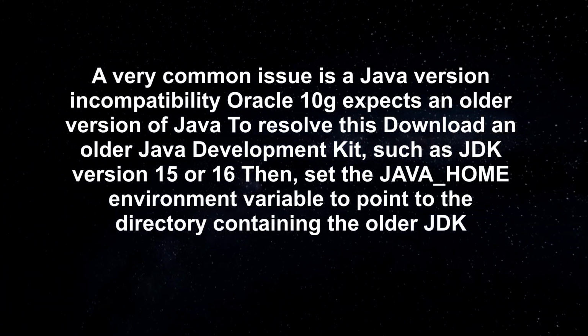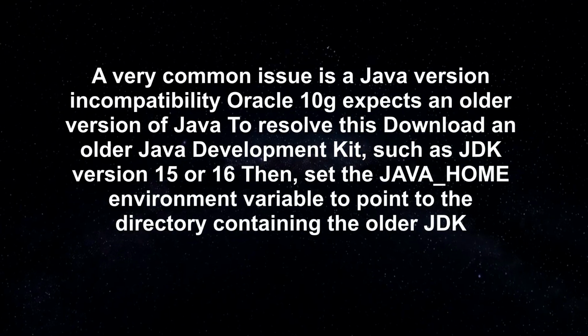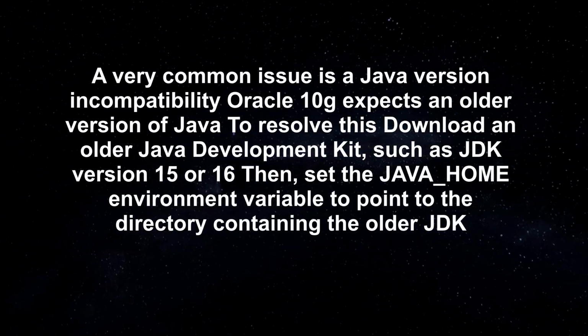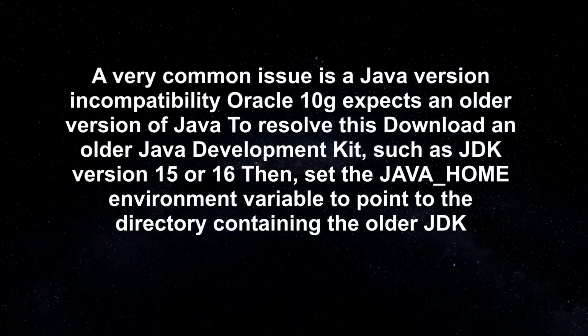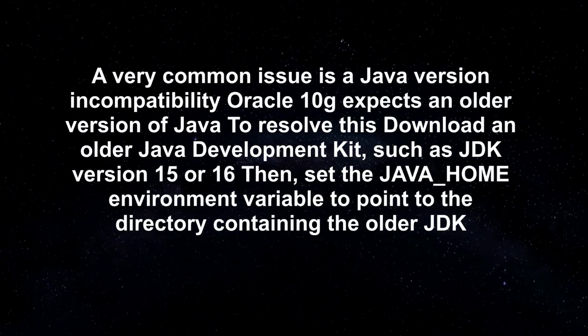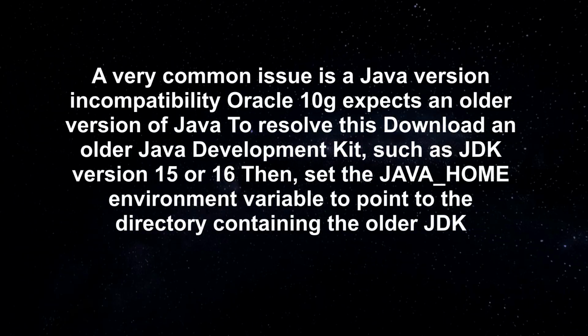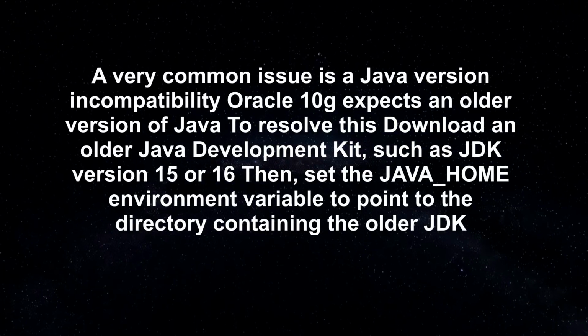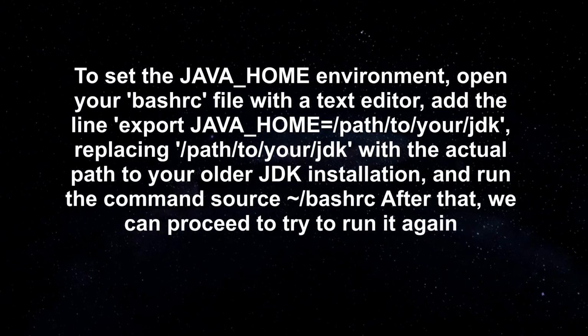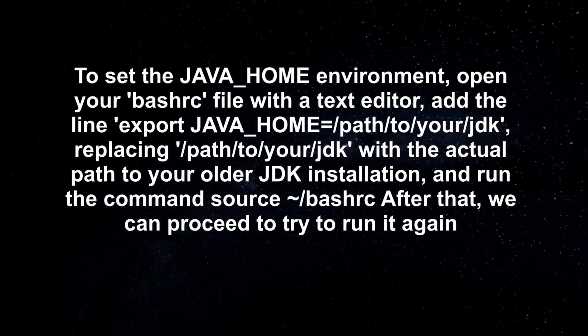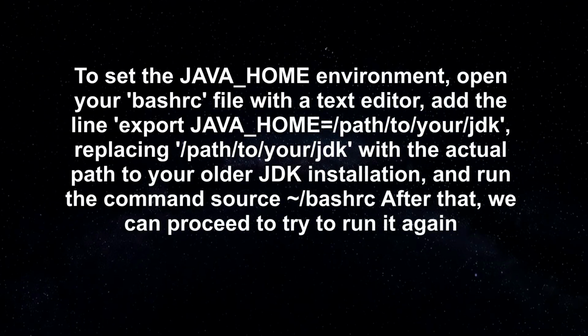To resolve this, download an older Java Development Kit, such as JDK version 1.5 or 1.6. Then set the JAVA_HOME environment variable to point to the directory containing the older JDK. To set the JAVA_HOME environment variable, open your .bashrc file with a text editor.